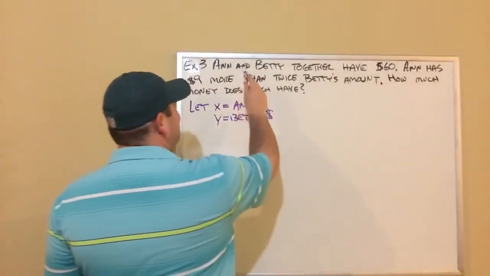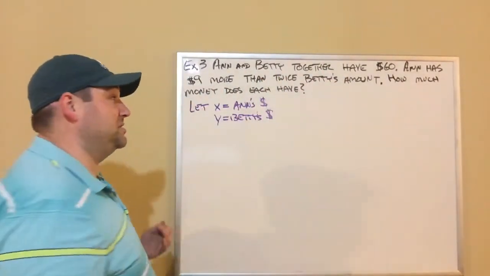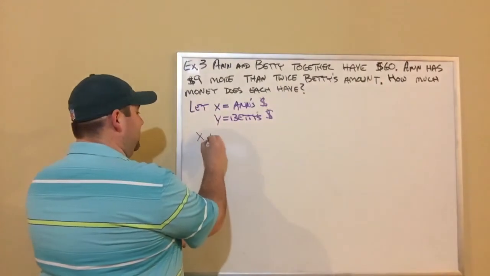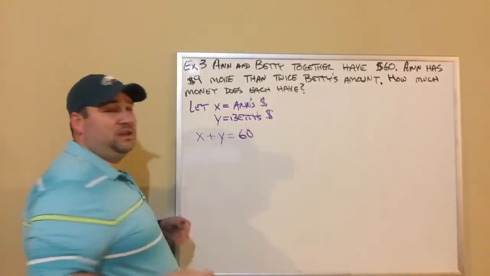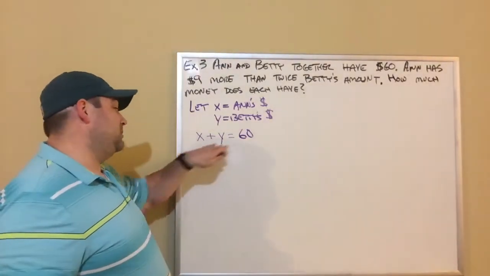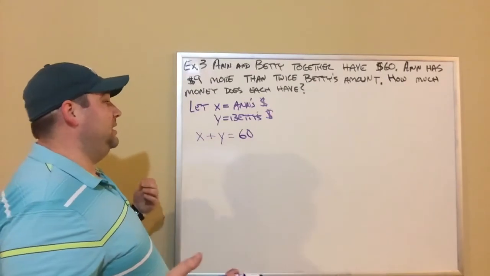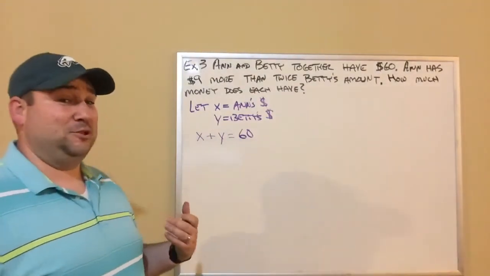Our first sentence says together they have $60, so that's going to be my first equation. Ann's money plus Betty's money has to equal 60, and that gives me equation number 1 of the 2 equations I need: X plus Y equals 60. Now I need a second equation. This one's definitely trickier than the first 2 examples.